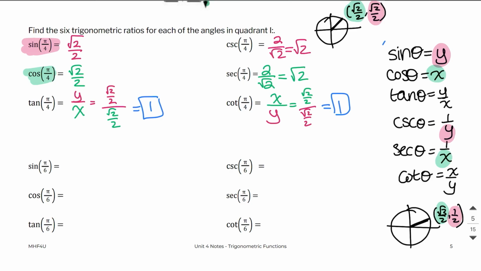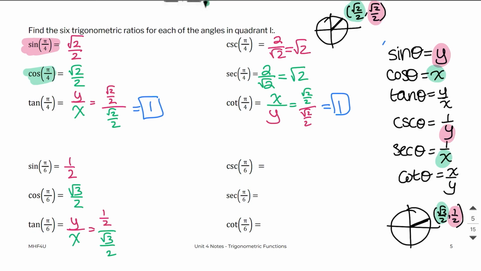So if I want to find the sine, I just have to use my y value, and I know that my y value is going to be 1/2. So the sine of pi over 6 is 1/2. The cosine of pi over 6 is the x value, which we know is going to be root 3 over 2. And then we know that the tangent is going to be y over x. And we know that the y is going to be 1/2. We know that the x is going to be root 3 over 2.